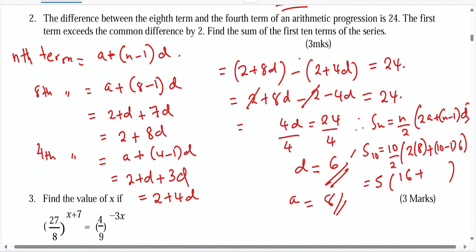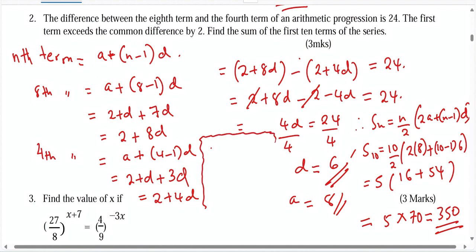Haina haja tuandike 9 times 6 sasa. So hapa itaandikwa 54. And if you take 54 add to 16, so you'll get 5 times 16 plus 54, which is basically 70. So therefore your sum of 10 terms is 5 times 70, which is 350. So sum of 10 terms, let me just write it here.